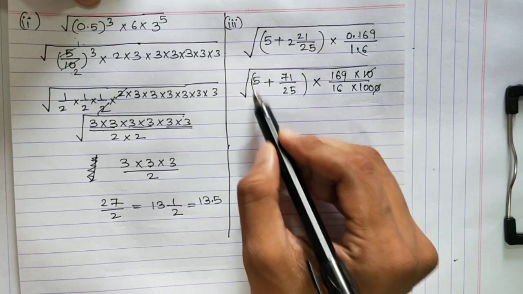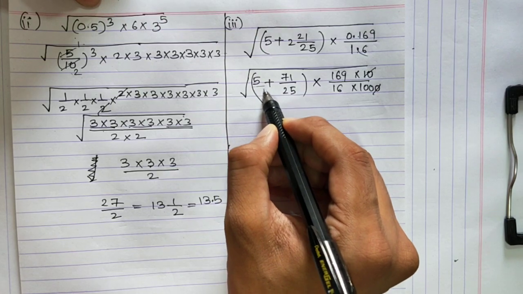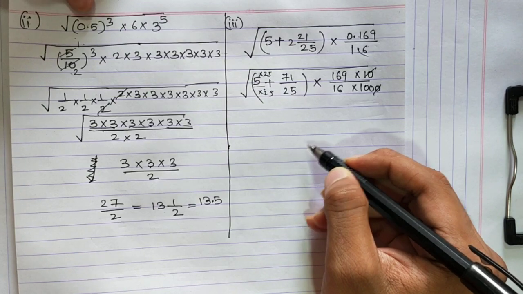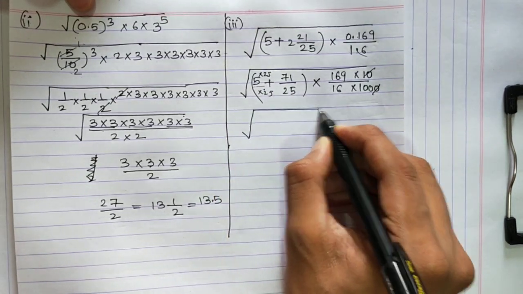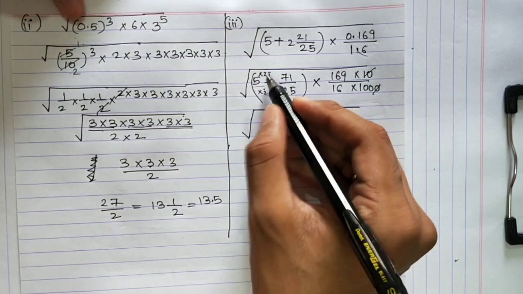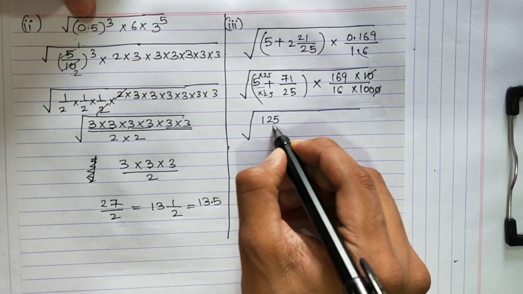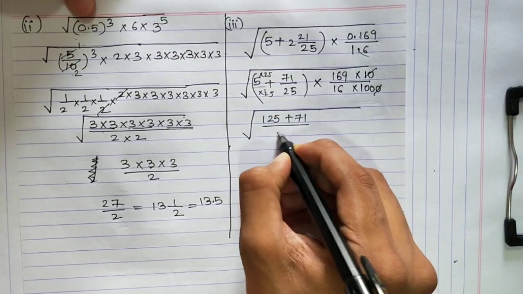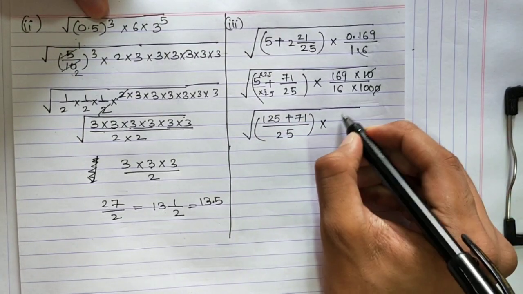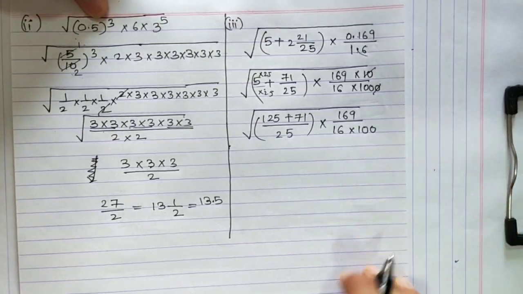Here I will have to take LCM. Okay, so how to take LCM? Here also the denominator should become 25. So multiply the numerator and denominator by 25. Or you can simply multiply 25 into 5 directly. That is also a way of taking LCM. So 5 into 25 is 125 plus 71 upon 25 into, here it is 169 upon 16 into 100.